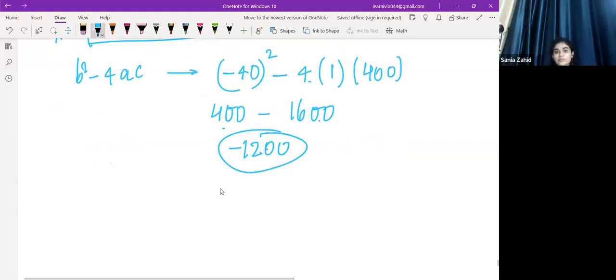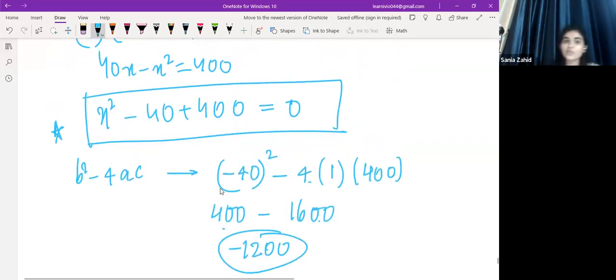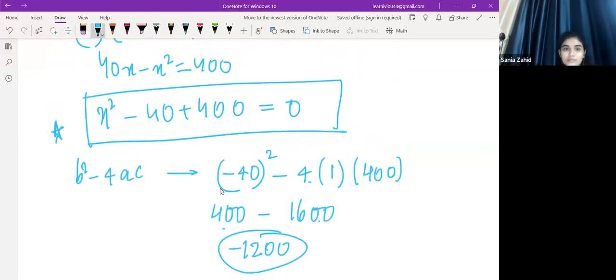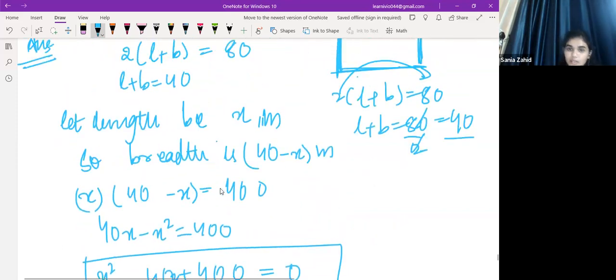Now minus 1200, is it less than 0 or more than 0? I don't understand. You don't understand. Okay. This is the equation you have, x square minus 40x plus 400. You don't understand how we form this equation also. Okay, I'll explain it to you again.